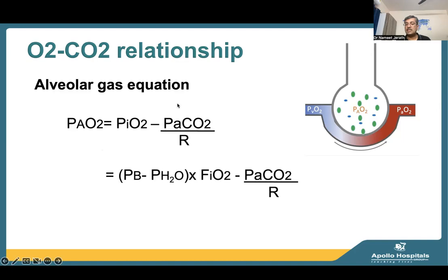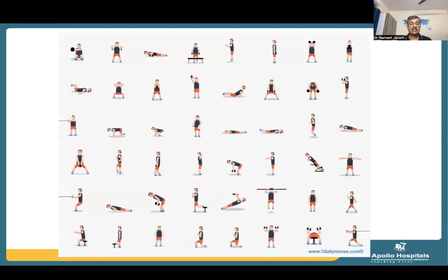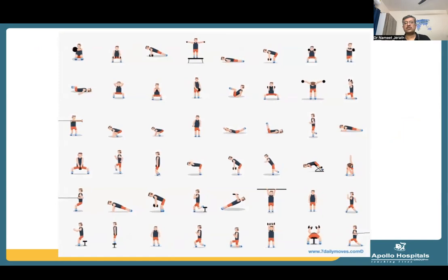So you can see as the carbon dioxide increases, the alveolar oxygen will reduce because carbon dioxide is going to compete with oxygen and take up more space in the alveoli. And as a quick pearl, your arterial oxygen will usually be 5 times the FiO2 if your lungs are normal, if the lungs are not diseased. Okay, I think we have discussed some basics of blood gases.